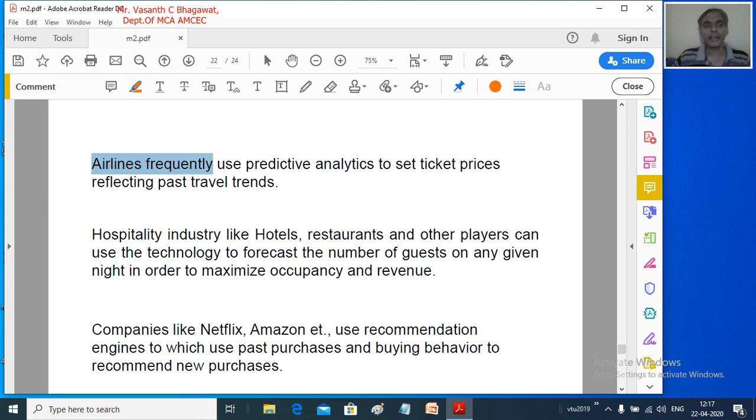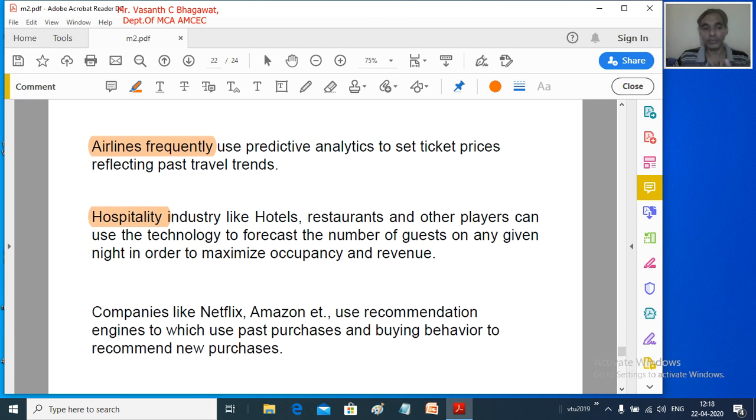Even airlines frequently use predictive analytics to see how tickets have to be booked well in advance, and how much concession has to be given based on the previous history of travelers. Hospitality industries, like hotels or restaurants, are also using this technology to forecast whether the number of guests or tourists is going to increase or decrease, and how they are supposed to deal with those situations.